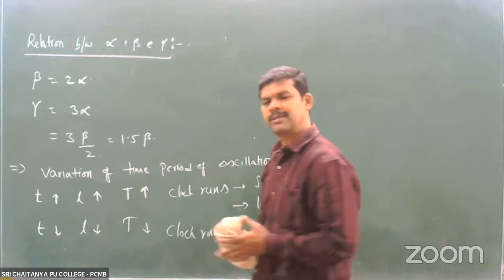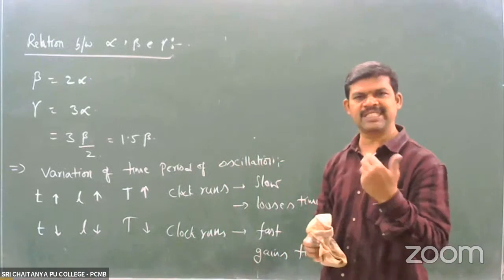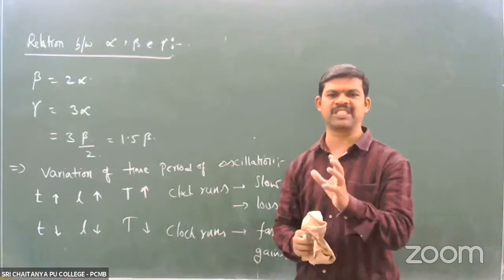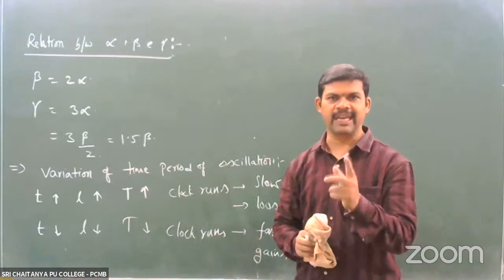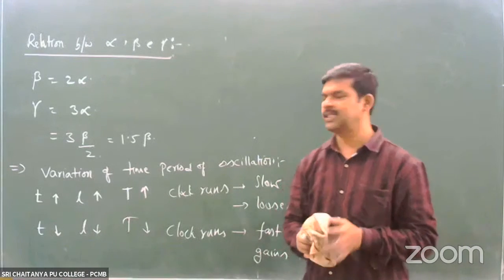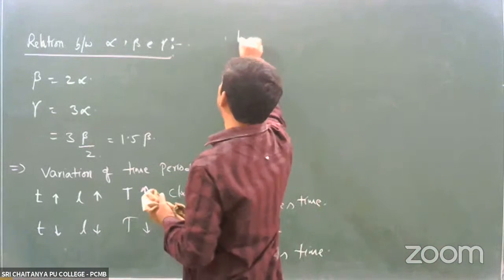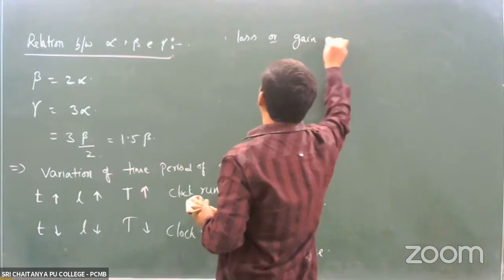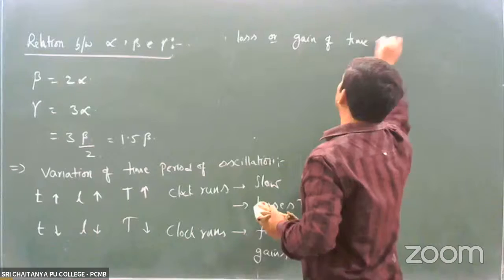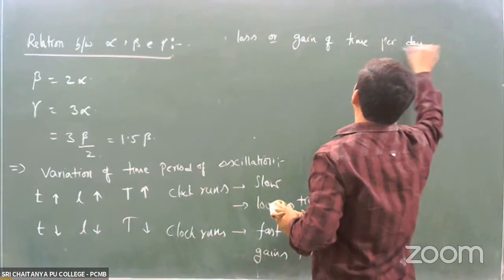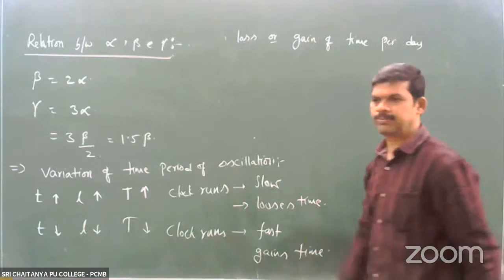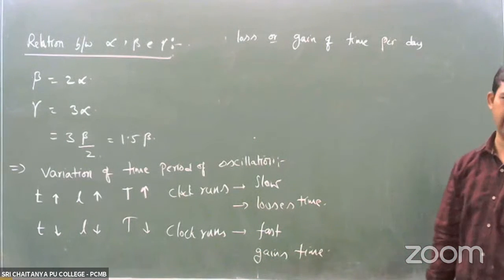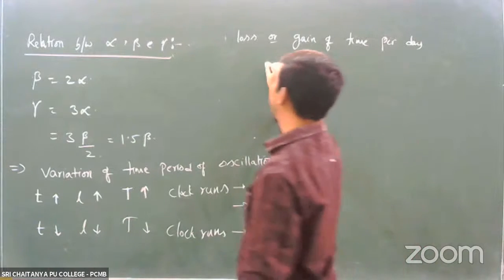How much loss or how much gain of time? How much loss or how much gain of time per day we calculate it, right? What is the formula? Loss or gain of time per day, because this is the important formula we use. What is the loss or gain of a time per day? How much is it?